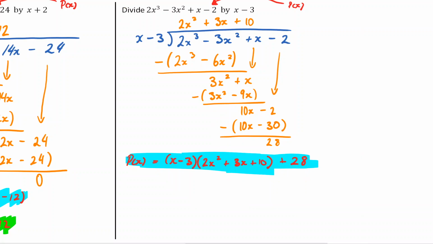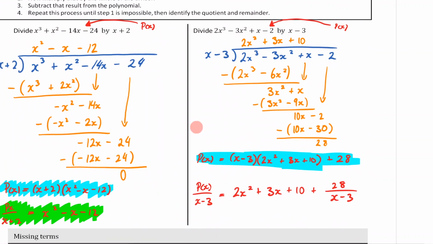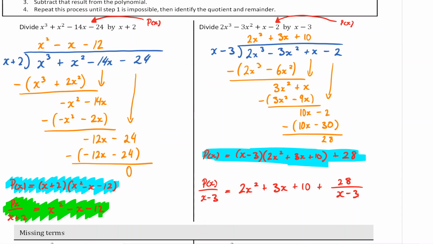The other way we could do this, we could say I have p of x, I've divided it by my divisor, and my answer is going to be my quotient, x squared plus 3x plus 10, and then I plus on my remainder, but I have to put it over my divisor, like that. And that's the other way that you could write it down. So notice that we didn't have to do that for the other one because we got a remainder of 0, so there's no point going 0 over the divisor because it's just going to be 0. But that's the other way you would write this out.